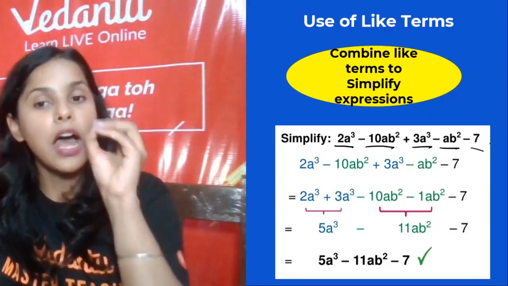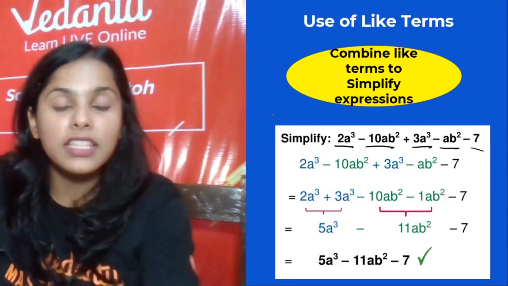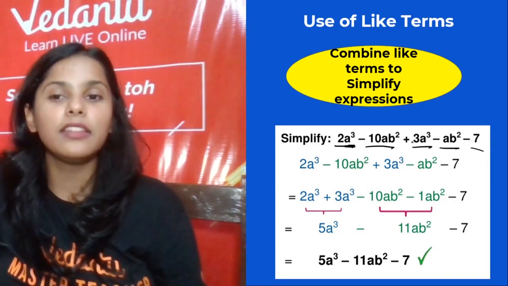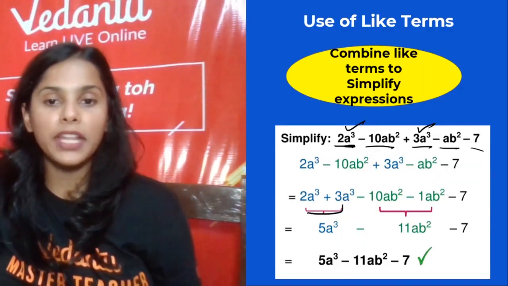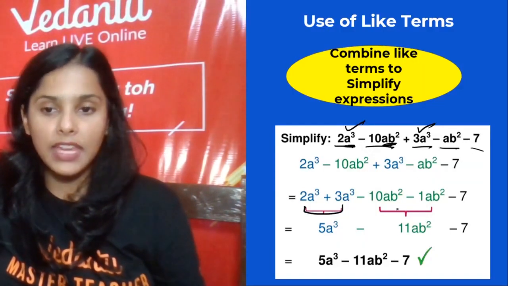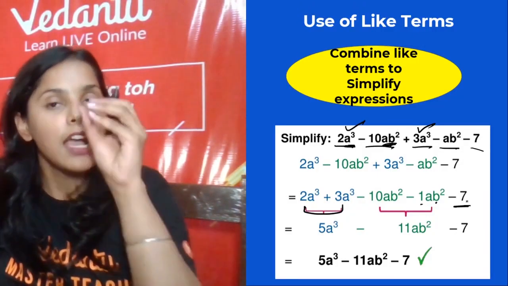So how can we find the like terms? Find out the variables with the same power. A cube can be seen there in the equation. These two are like terms, so putting them together. Then ab square, we have one more, and 7 is alone.